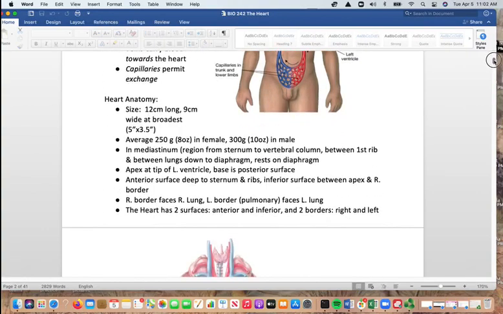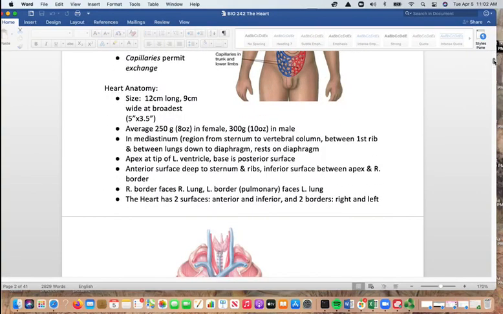So the heart is going to be approximately 12 centimeters long, 9 centimeters wide at the widest point. There is a little bit of variation in that person to person. So the average female heart weighs 250 grams. The average male heart is about 300 grams. It's going to sit in the mediastinum. So the location of the mediastinum is going to be between the sternum and the vertebral column, and then below the first rib, between the lungs and above the diaphragm. So it's basically right in the middle of your chest.